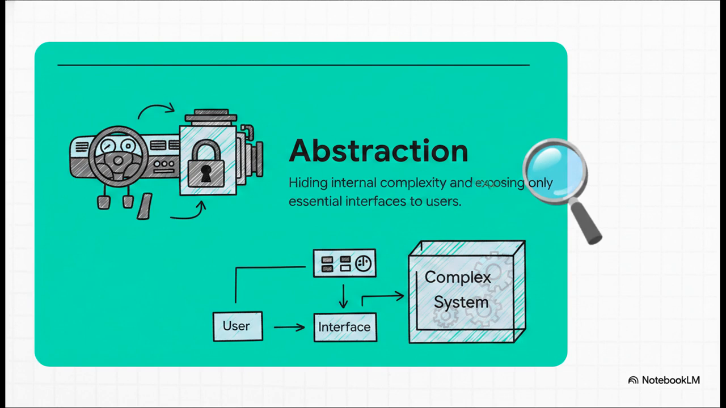Abstraction is the exact same thing in code. It exposes only what the user or another chunk of code needs to see. It reduces your cognitive load and makes the whole system way cleaner to interact with.